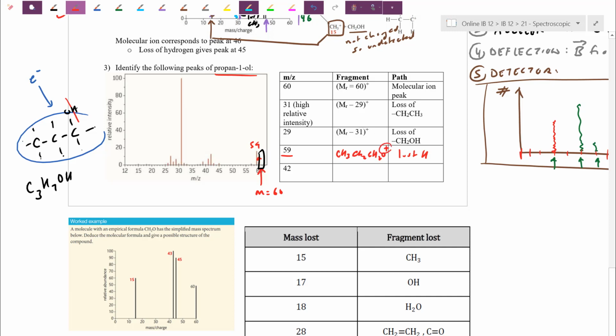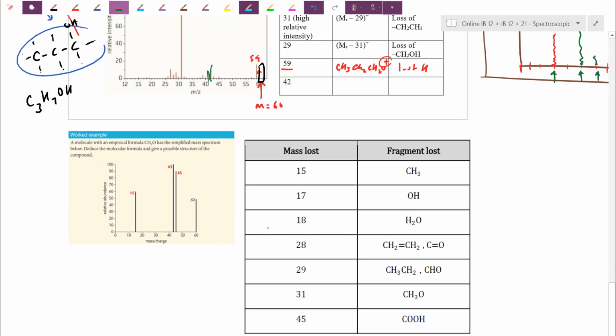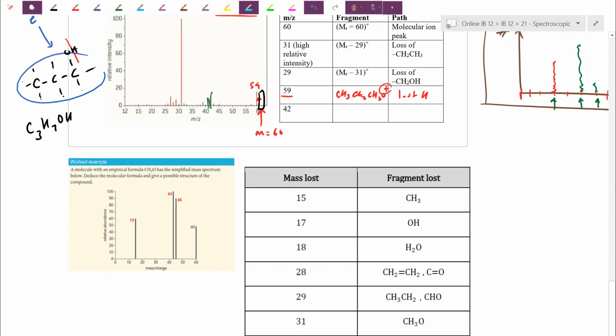How about the 42 here? So 42, I see I have a 42 and a 43 as well. You can check the data booklet here. On the data booklet, it's actually given like this, okay? It's given some common groupings that are lost, corresponding to the masses. Oh no, I don't actually have a 42 listed. Remember, don't just look at the table. You can look at the difference.